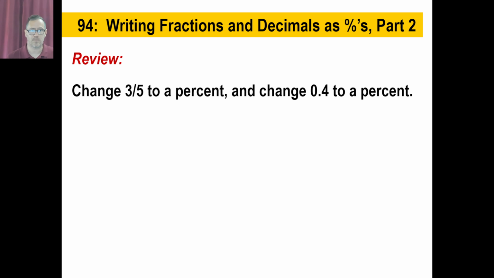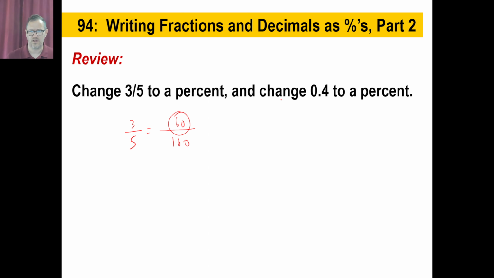So, all right, let's go back to this. Change 3/5 to a percent. Change 0.4 to a percent. Well, to a percent, basically, this is how we're going to do it. Percent means hundreds, right? That's what we're messing with. So you're going to change this to something with 100 as a denominator. Well, 5 times what is 100? Oh, 20. So 3 times 20 is 60. This is 60%.